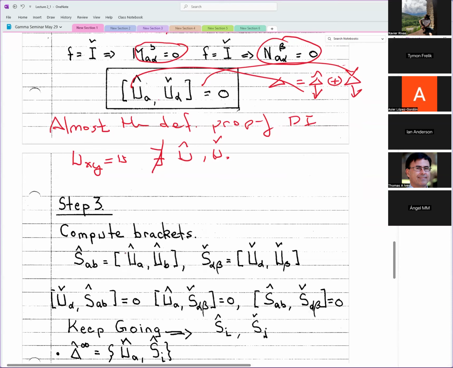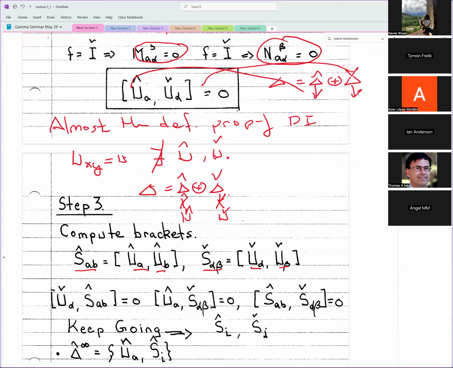So again, we started off with delta equals delta hat plus delta check. These had a basis x hat, x check. We moved to a commuting basis, u hat, u check. The next step is to calculate brackets, iterated brackets. So let's start by calculating the brackets of two hat vector fields. And I'm going to call that S hat AB, and take two check vector fields and calculate their bracket. Okay. And the next step is just keep using Jacobi over and over again.